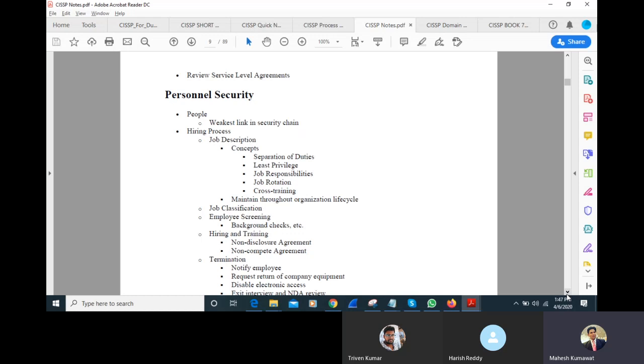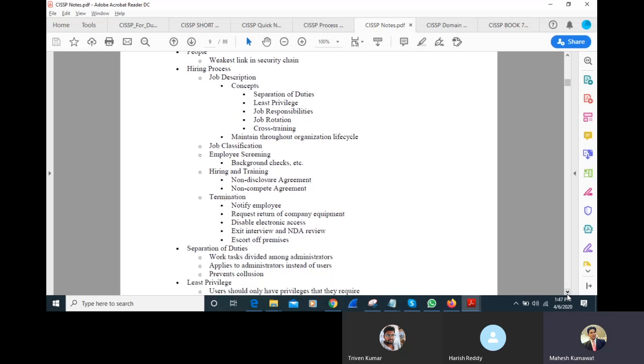Job responsibilities we need to see here. Job rotations: what type of day or night shift, whatever shift it is. Cross training we need to let them know. Maintain throughout the operations life cycle. Job classification includes employee screening, background checks, etc. Hiring and training, non-disclosure agreements, non-compete agreements.